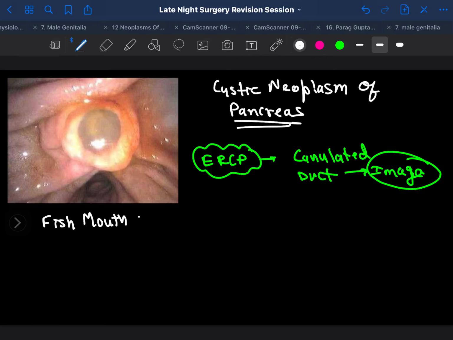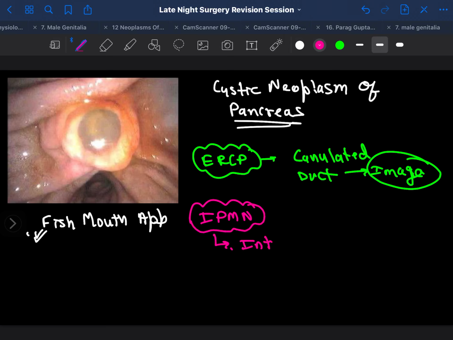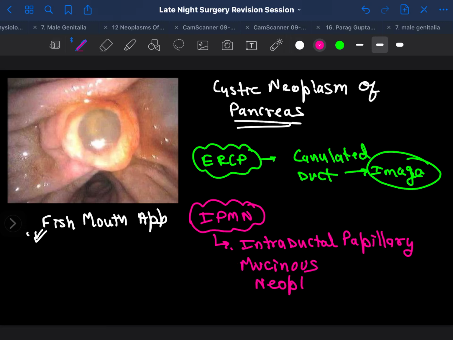This is called a fish mouth appearance. This is diagnostic of IPMN. So where do you get this fish mouth appearance? We get it in IPMN. What does IPMN stand for? It is intraductal papillary mucinous neoplasia. This is your intraductal papillary mucinous neoplasia.